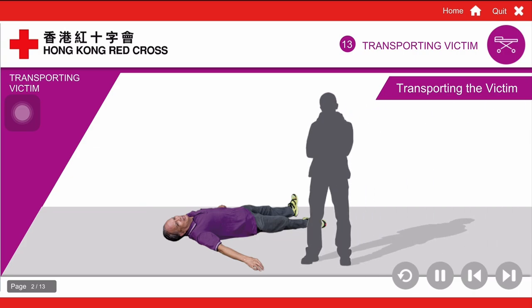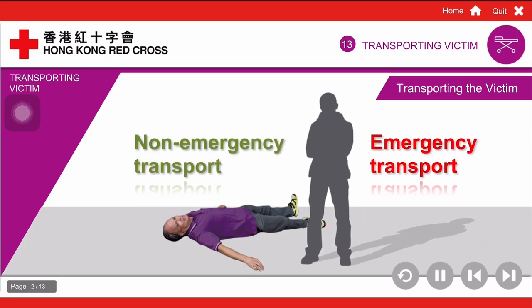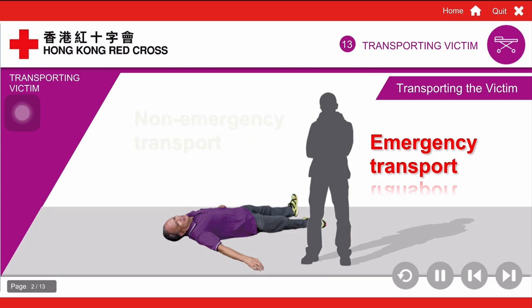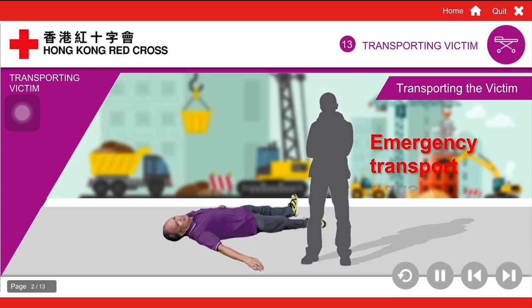Victim transport can be divided into emergency and non-emergency transport. Emergency transport refers to the case in which there's a potential danger in the environment, or the site isn't suitable for first aid. In this case, you should transfer the victim to a safe environment as soon as possible and perform treatment.